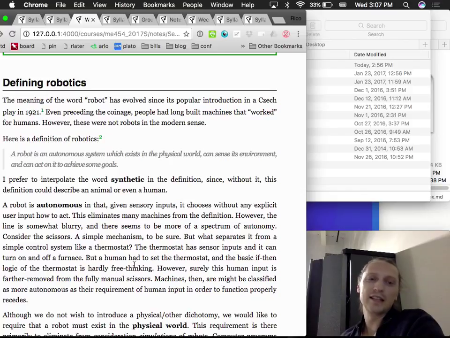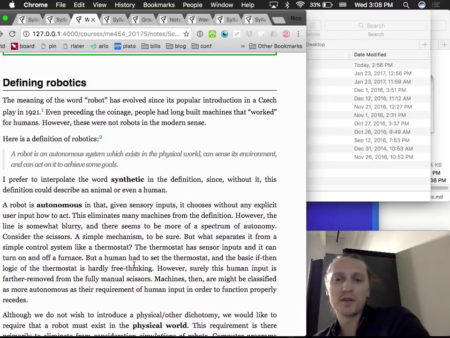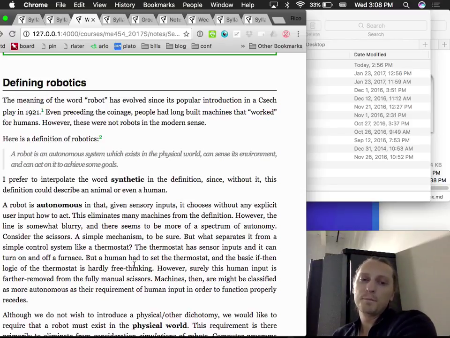A robot is autonomous in that, given sensory inputs, it chooses without any explicit user input how to act. Okay, so that's what it means to be autonomous. This eliminates many machines from the definition. However, the line is somewhat blurry, and there seems to be more of a spectrum of autonomy. Consider the scissors. A simple mechanism to be sure, but what separates it from a simple control system like a thermostat? Or, even simpler, a toilet, which has a float valve on it. So that's a simple control system. Could you say that there's a big difference between scissors and a toilet, for instance?